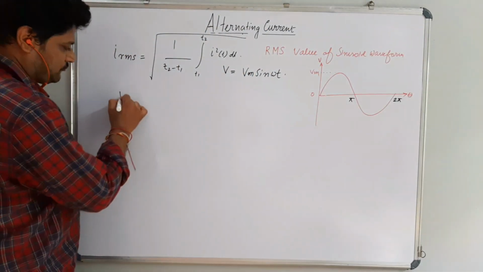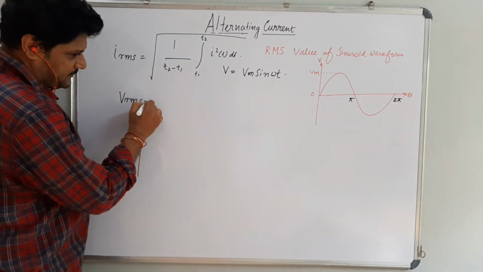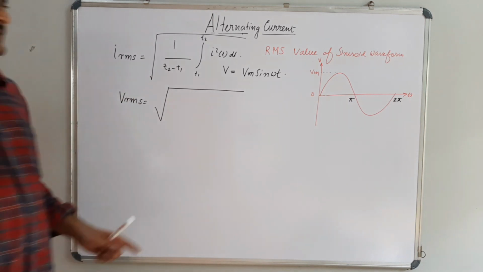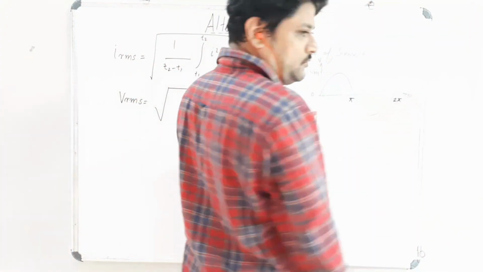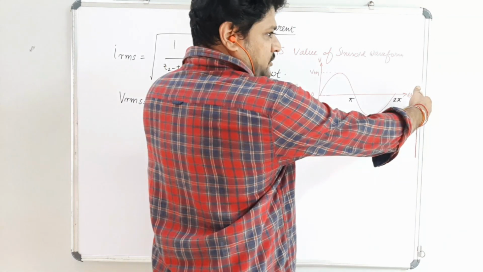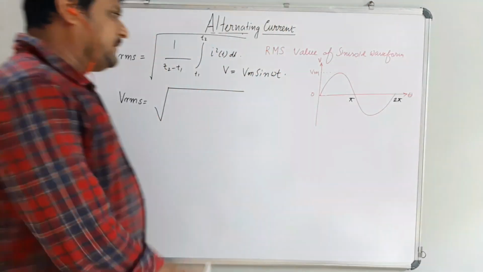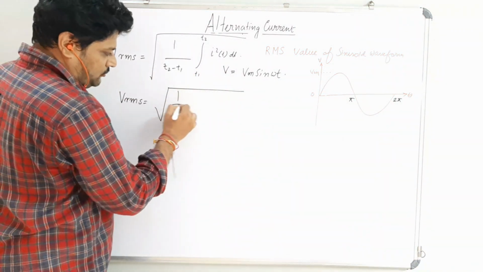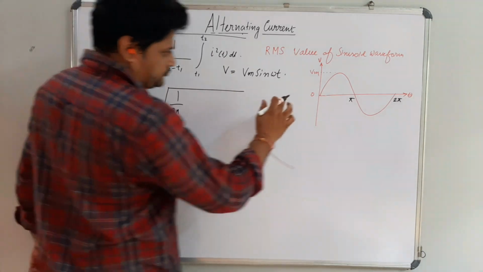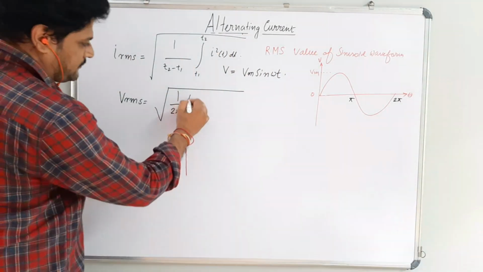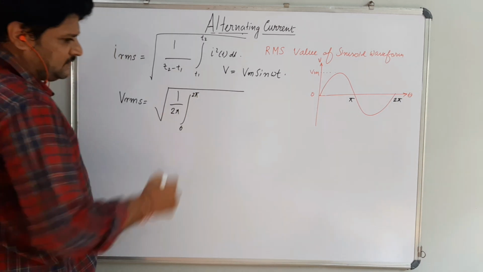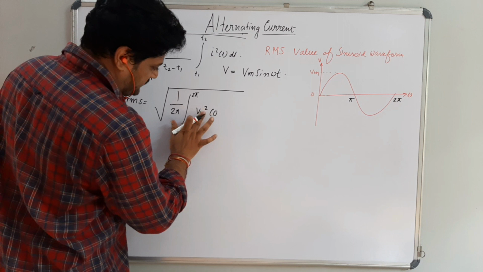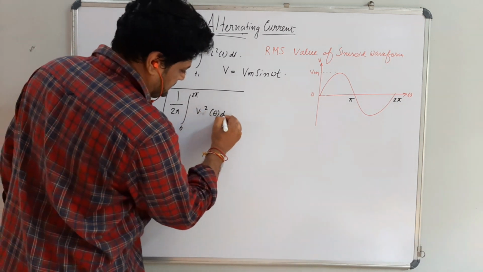Now we have to find out Vrms. T2 minus T1 means, if this is T1 and this is T2, the total time period is T2 minus T1. Here it is 2 pi minus 0, that is 2 pi. So you can write 1 by 2 pi, because we have to integrate from 0 to 2 pi. Now integrate from 0 to 2 pi, V square theta d theta.